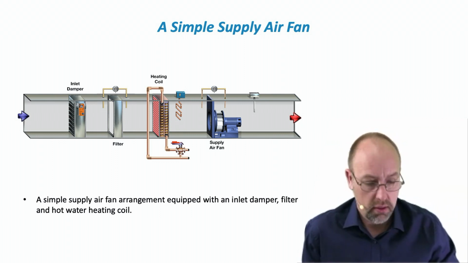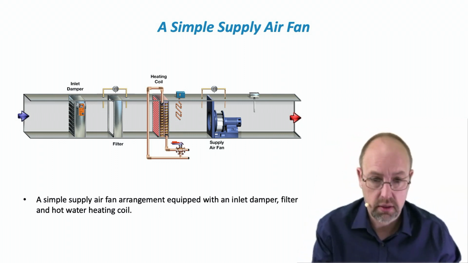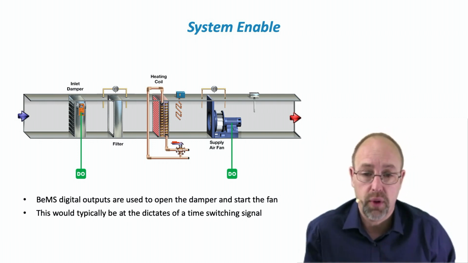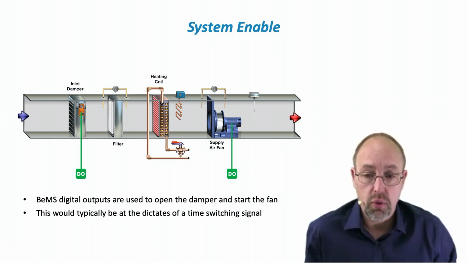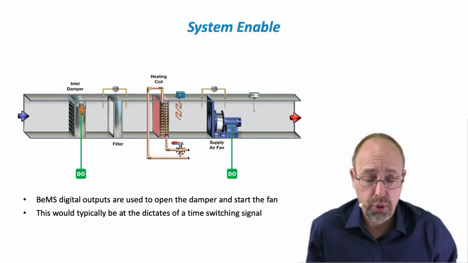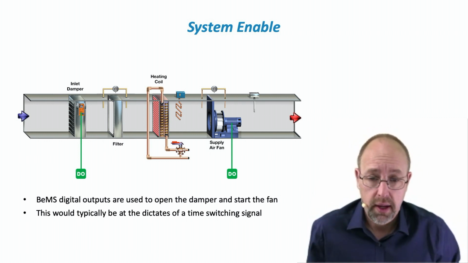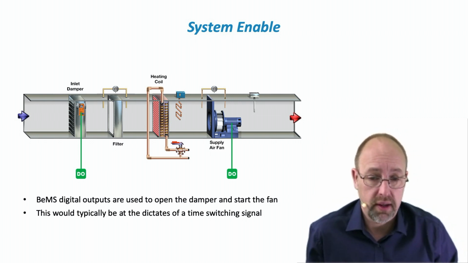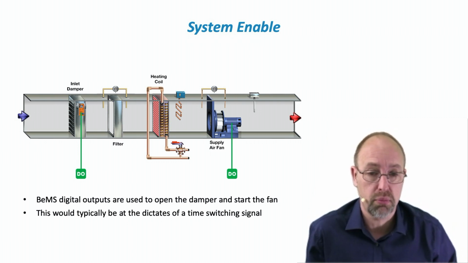So the first thing that we would need to do, we would need to start the fan and open the dampers. So we would typically connect those to a digital output on a controller. By putting them onto a digital output, we can switch the fan on and open the damper at the same time. And on a system this simple, it would probably just be done on a simple time profile.